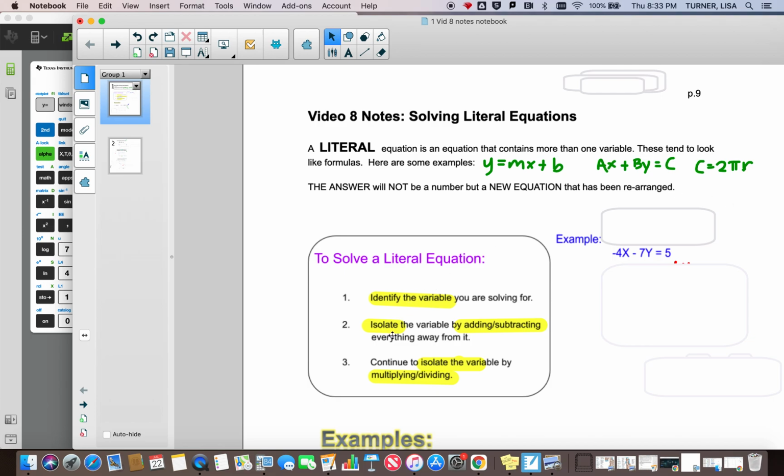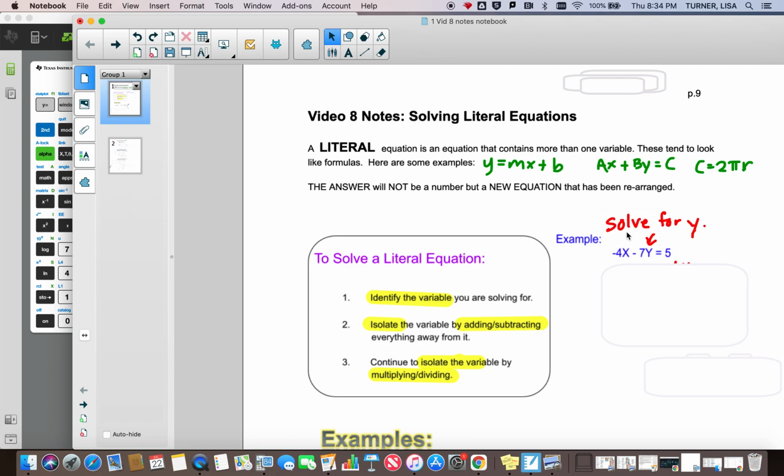And so you have 3 steps. So go ahead and highlight those. You're going to identify the variable that you want to solve for. You want to isolate the variable by adding or subtracting if you can, so moving things away from that letter. And then you're going to isolate even some more, getting the letter all by itself by multiplying or dividing. So we're using the same skills that we've been using in solving. We just are not going to be combining a whole lot of terms, all right?